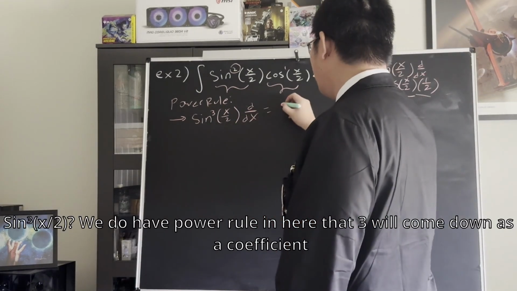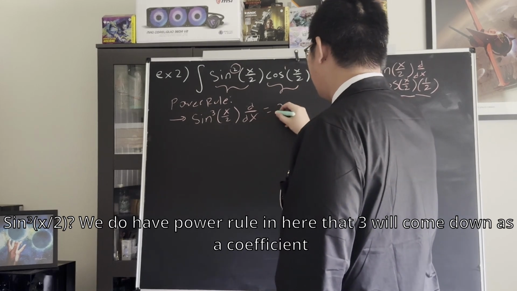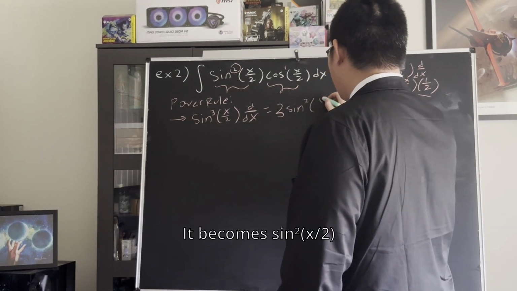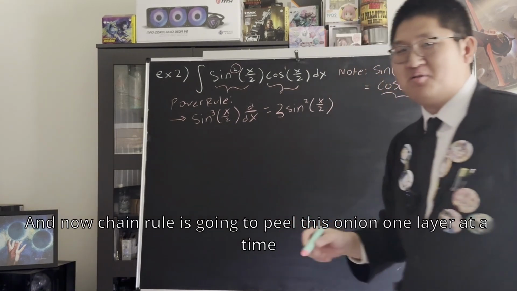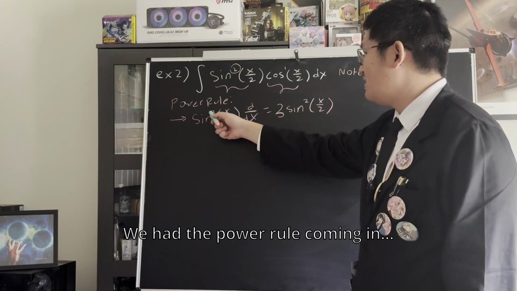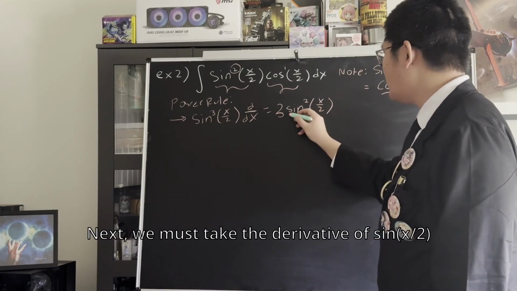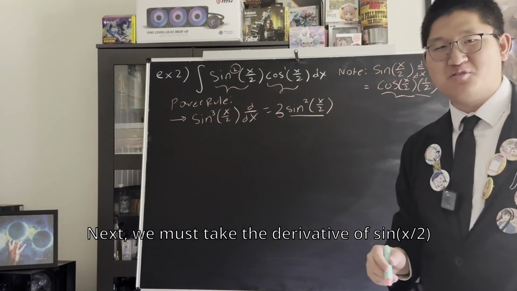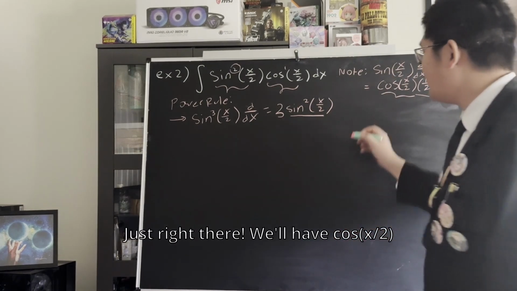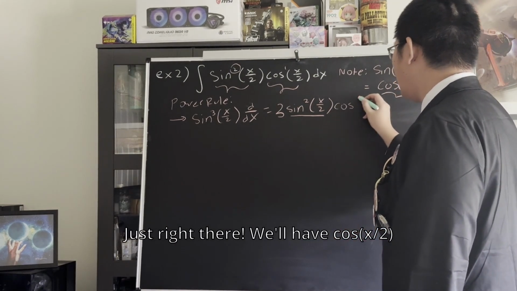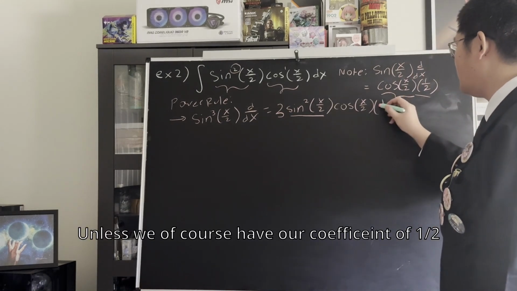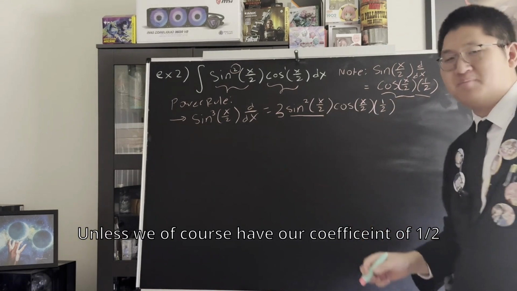The sine to the third, well, we do have power rule in here that 3 will come down as a coefficient. It becomes sine squared x over 2. And now chain rule is going to peel this onion one layer at a time. We had the power rule coming in. Next, we must take the derivative of the sine of x over 2. And would you look at that, our note comes in handy just right there. We'll have cosine of x over 2. And lastly, of course, we have our coefficient of 1 over 2.